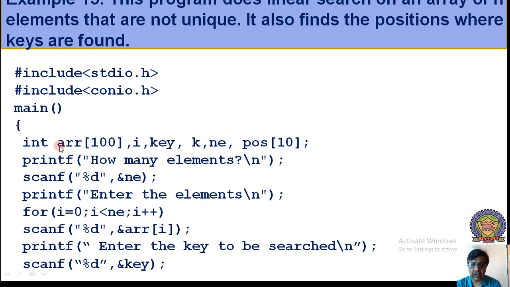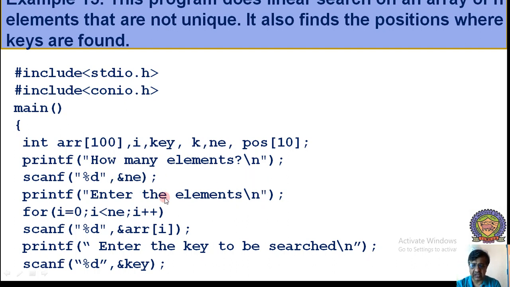Okay. Therefore, the declaration goes like this: array, key, and k. This is the index which will serve for this positions array. This positions array will contain various positions at which keys are found, because this is an array containing non-unique elements, with repetitions of elements. Therefore, possibly the key may also repeat.